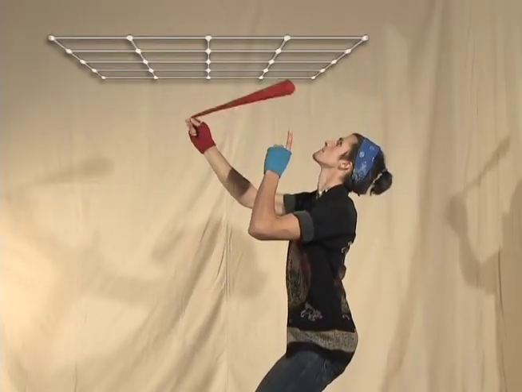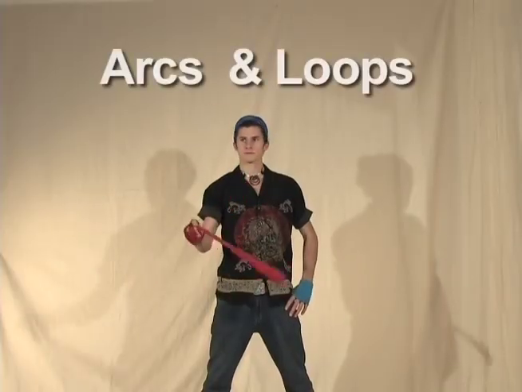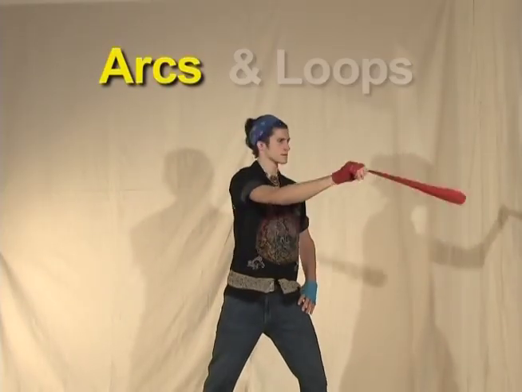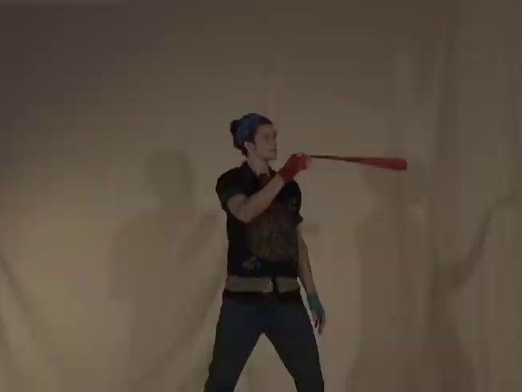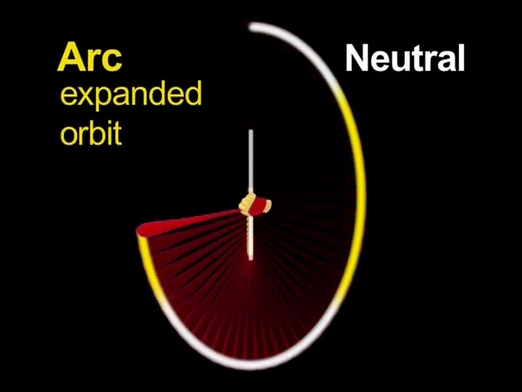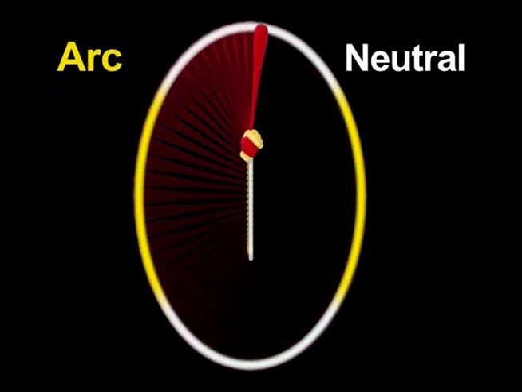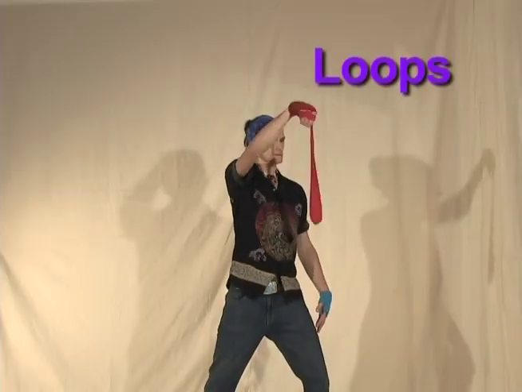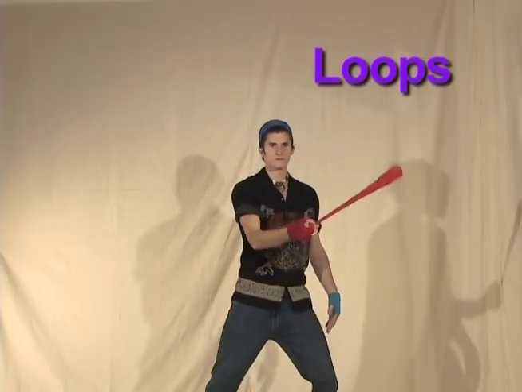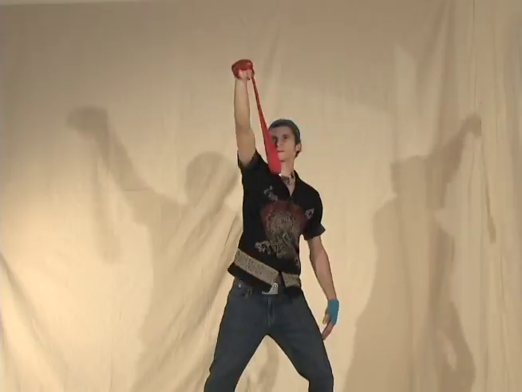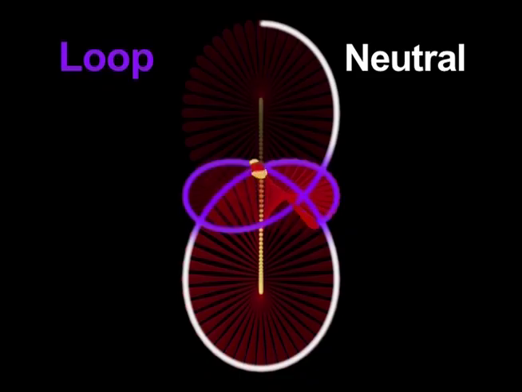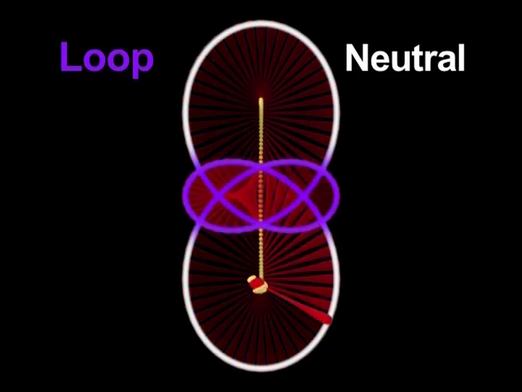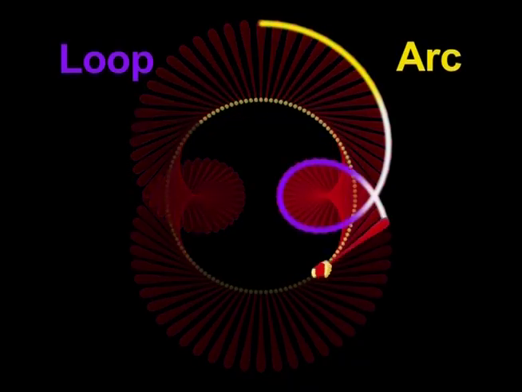Now that you know planes with a stationary hand, what happens when you move your hand in the poi's plane? Arcs happen when part of the poi's circle moves in tandem with the hand. The poi's orbit is expanding. Loops happen when part of the poi's circle moves in an opposing direction to the hand. The poi's orbit is contracting. Many patterns have both arcs and loops.